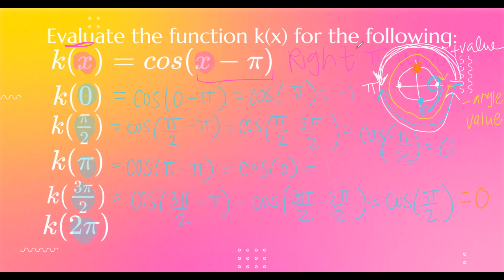And lastly, k of 2 pi is cosine of 2 pi minus pi. That just gives us the resulting cosine of pi, which is cool. That's regular life. Pi is where it always has been, where it always will be, way over here. That coordinate is -1, 0. So cosine of pi is -1.